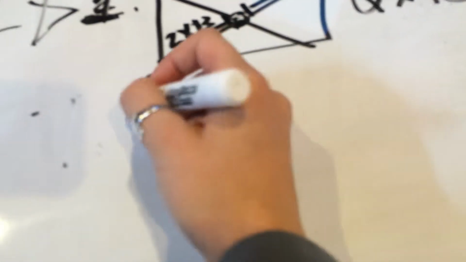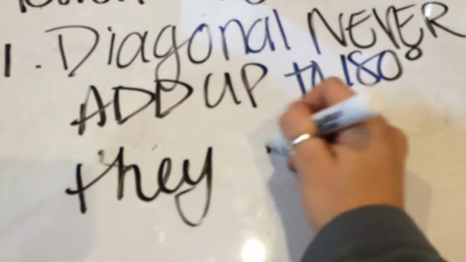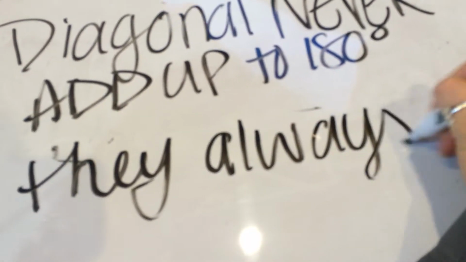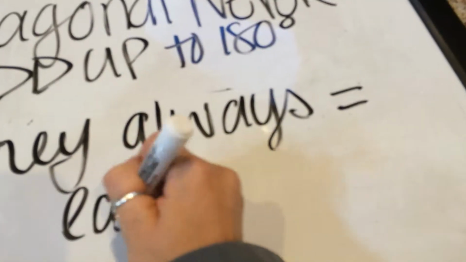The other type is if we're given two whole lengths, they're always going to equal to each other. Diagonals always, always, always equal to each other. So basically, they never add up to 180. They always equal each other.